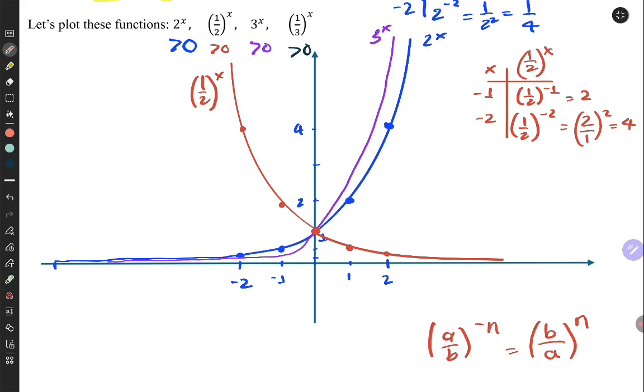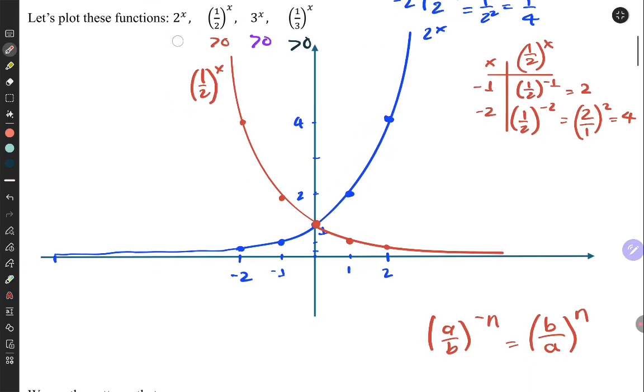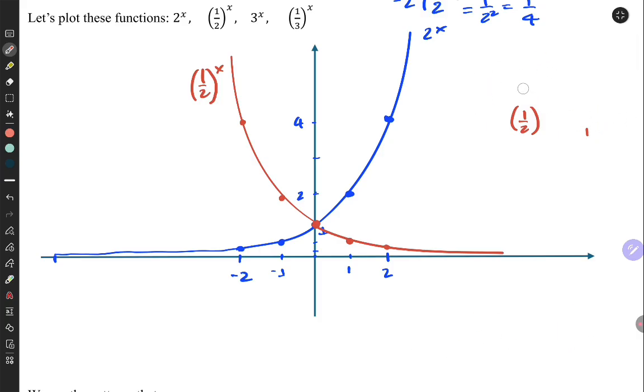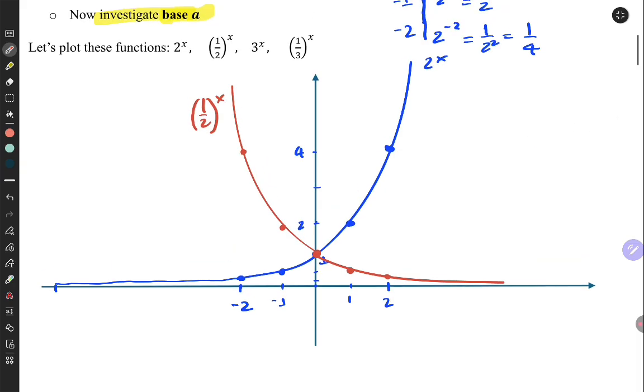Okay, I think you can get the idea. 1/3, right? Look at the red one and the blue one. Now I'm going to erase the purple one so you can see the picture. I erase the minor details, a bunch of irrelevant detail now. Just focus on the graph. Blue and red: 2 to power x and 1/2 to power x.